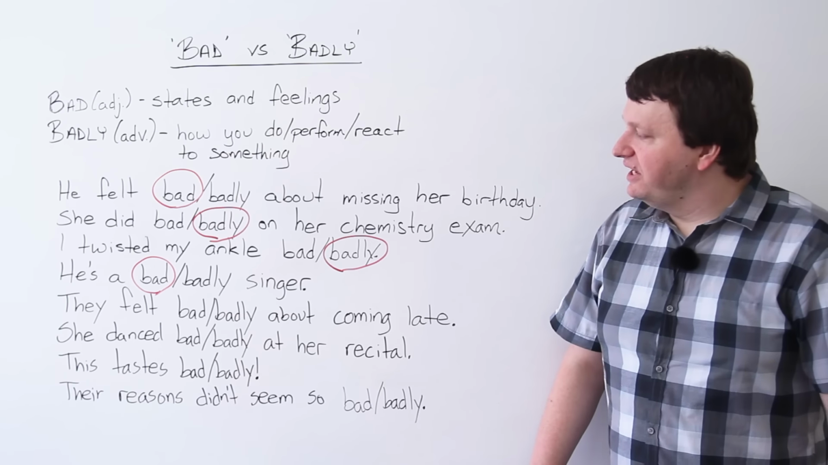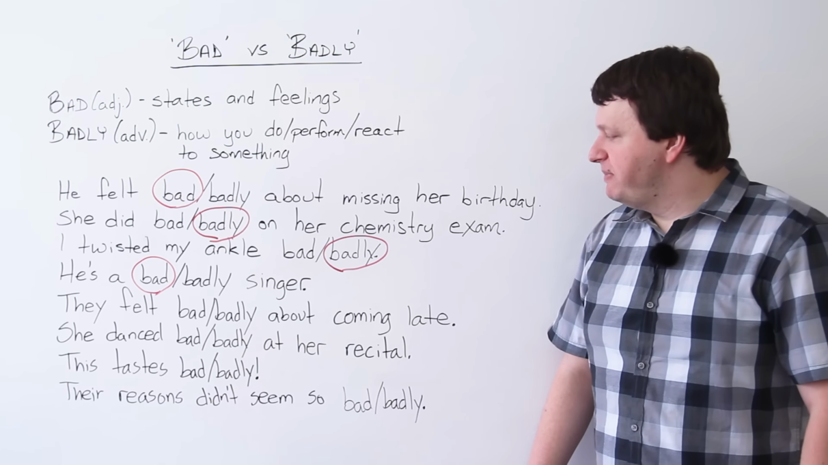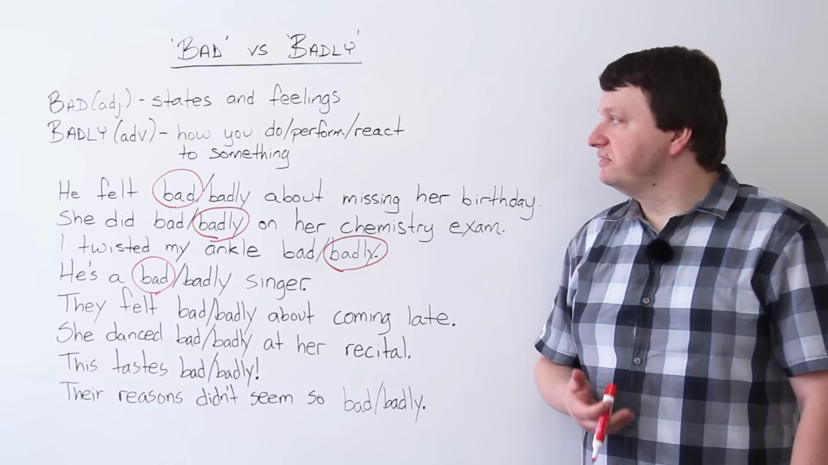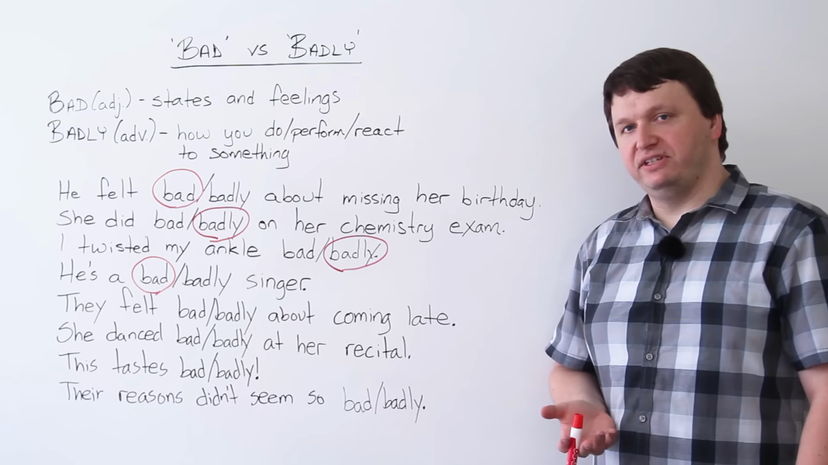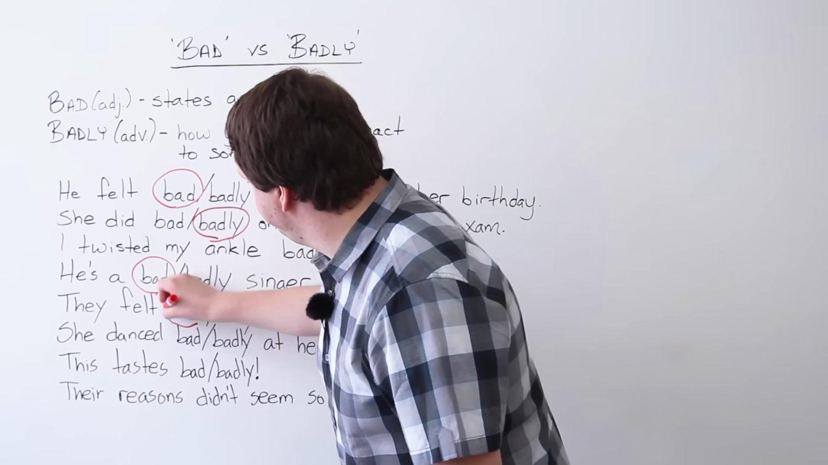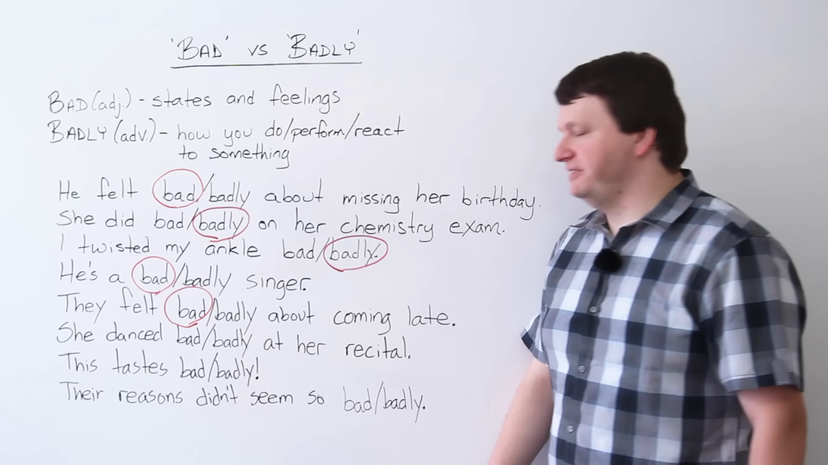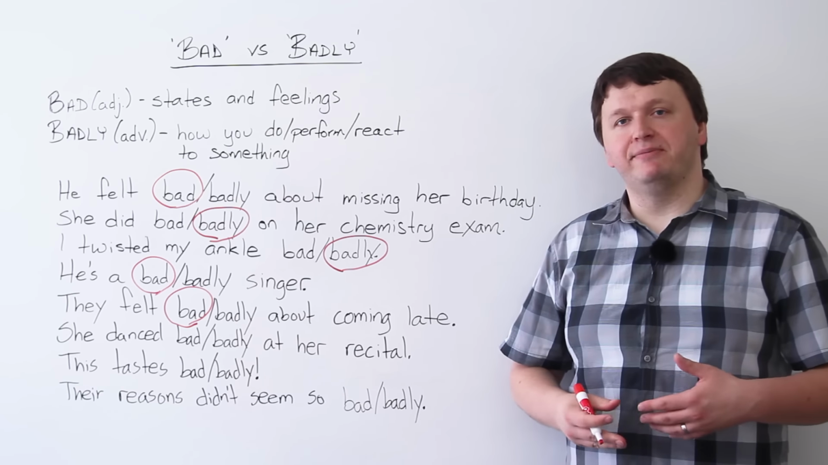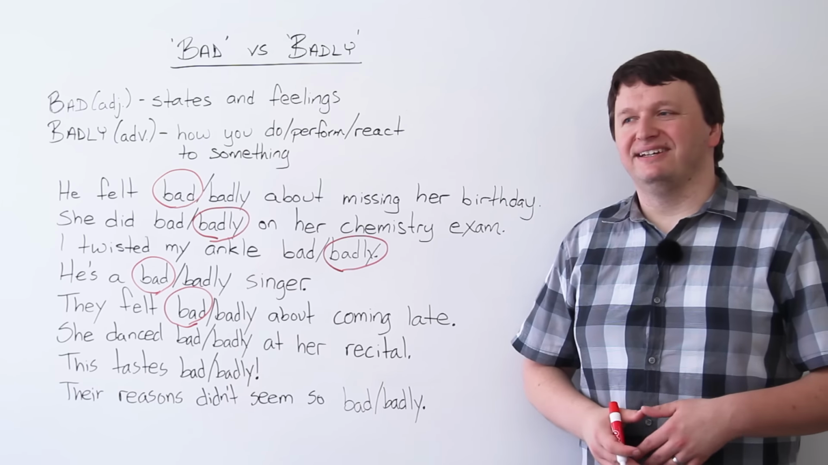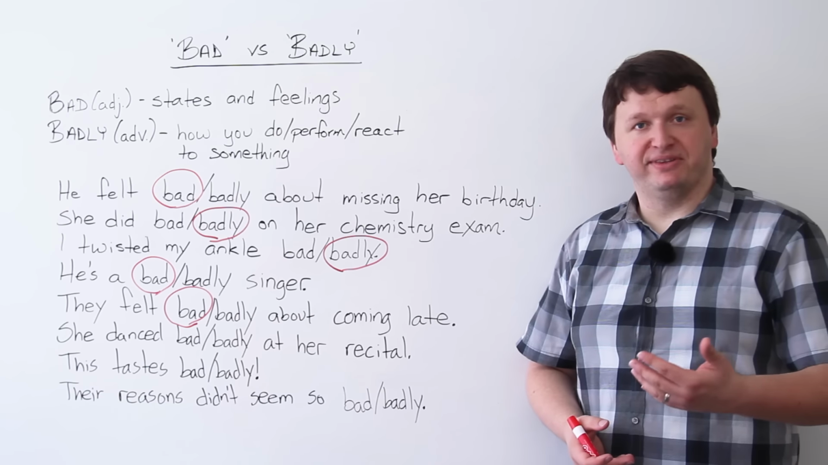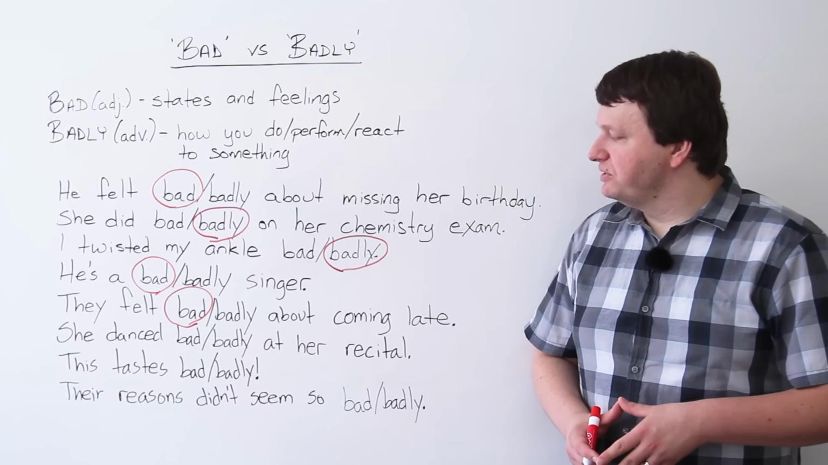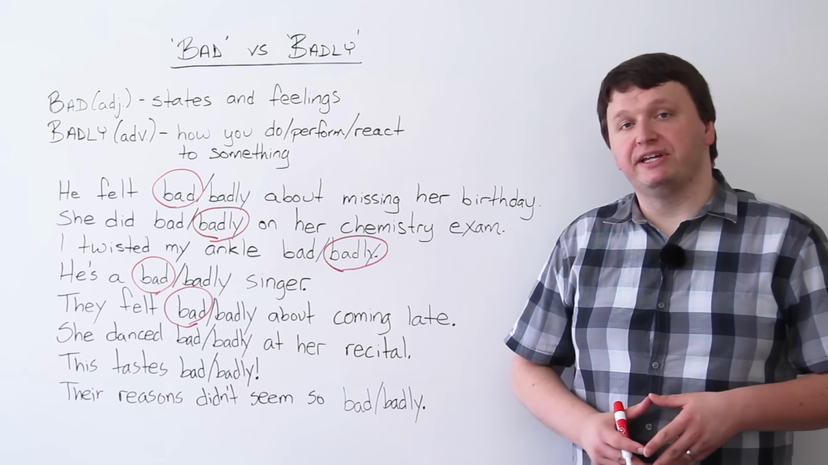So next one, they felt bad or they felt badly about coming late. If we go back to the rules, feelings, right? So how do you feel? You feel bad, internal states. They felt bad about coming late. So they came to a meeting, they came to a party, a movie, something, and oh, sorry, I feel bad about that, okay? Next one, she danced bad or she danced badly at her recital.